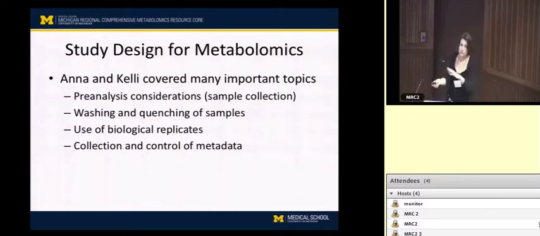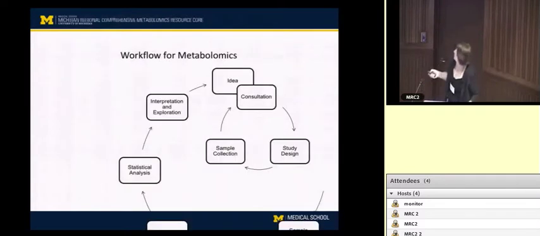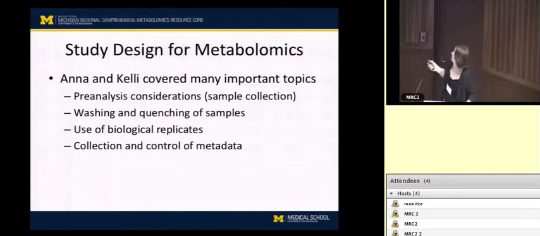There's more. I'll go through a little bit more about the website. So, okay. So she talked about washing and quenching of samples. Oops, I'm sorry. Pointers up.